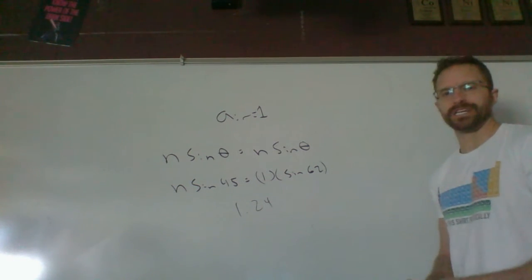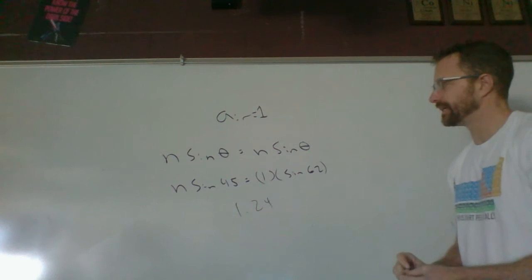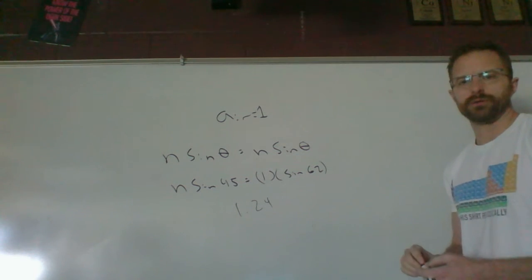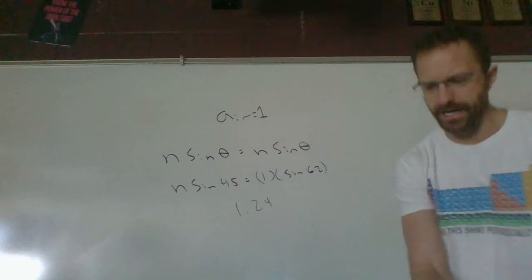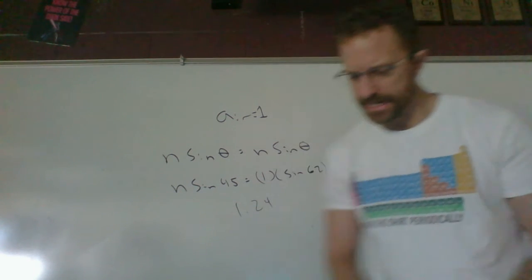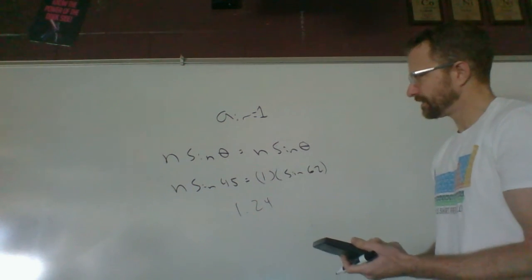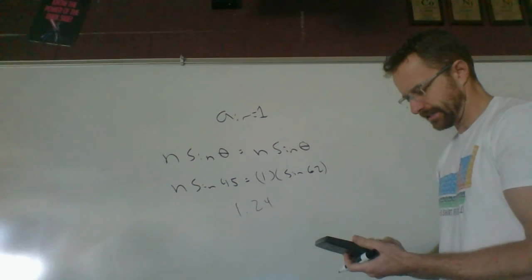That's not really what we're supposed to get. We should have gotten closer to 1.3 on that. Water is about 1.3, so that's pretty close. My other set of data was 10 and 18. So let's see, 1 times the sine of 10.